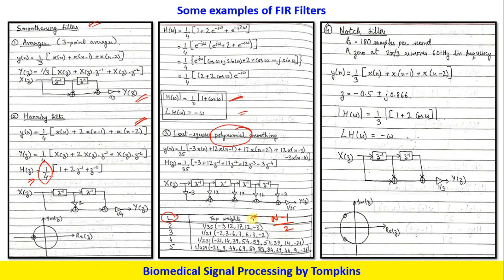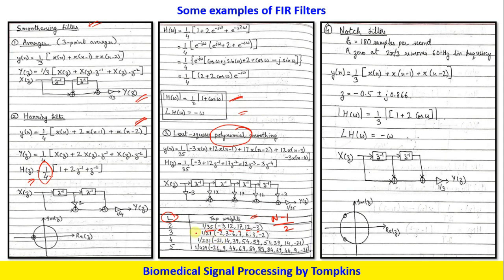You can say alpha, but it is the L factor. It is not the length of the filter. Okay, so in least square polynomial smoothing, if you see minus 3, 12, 17, 12, minus 3. Again, if you add this up, you will get 1 by 35.